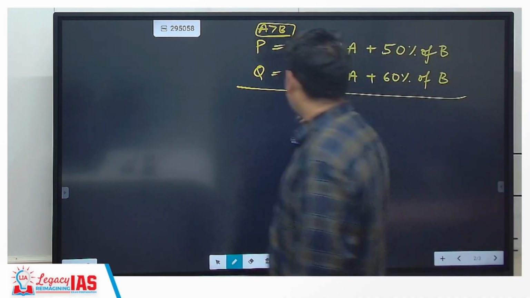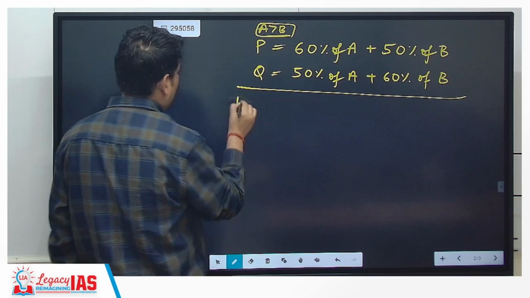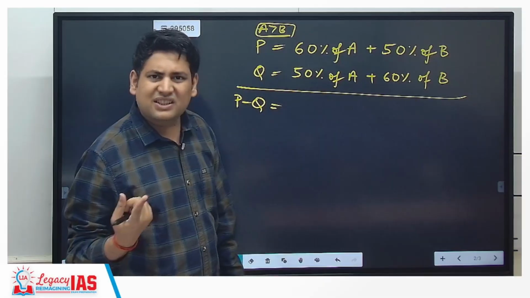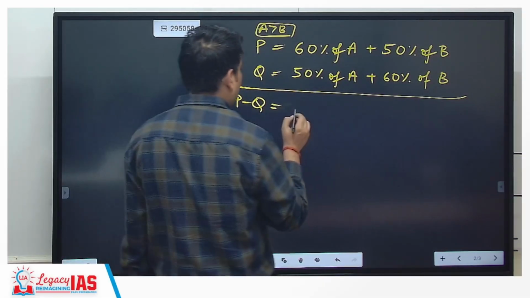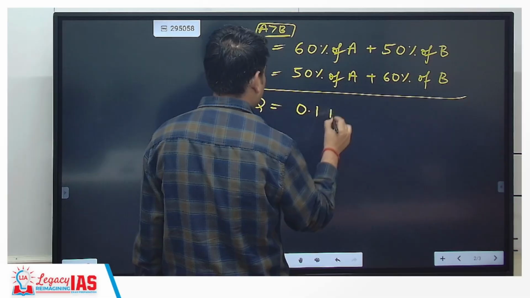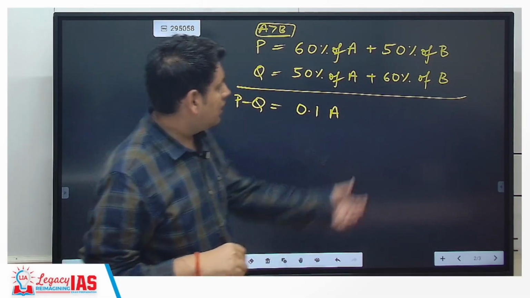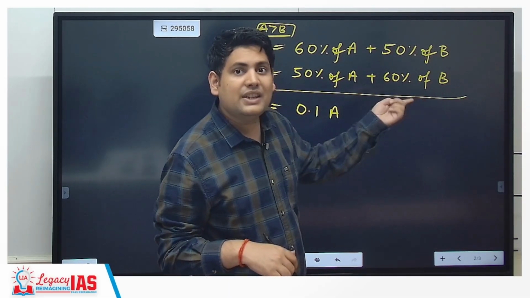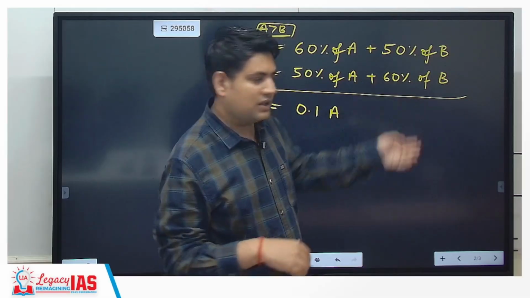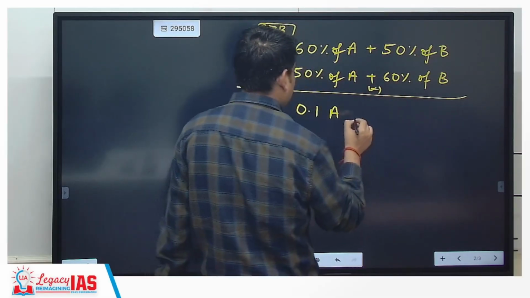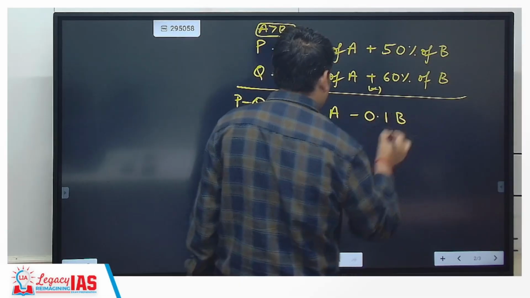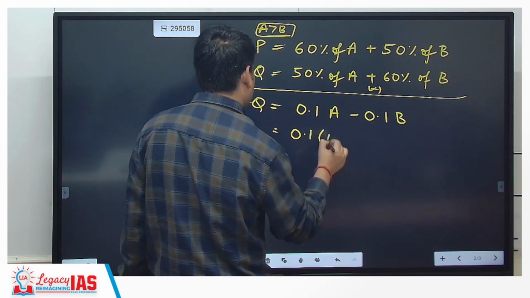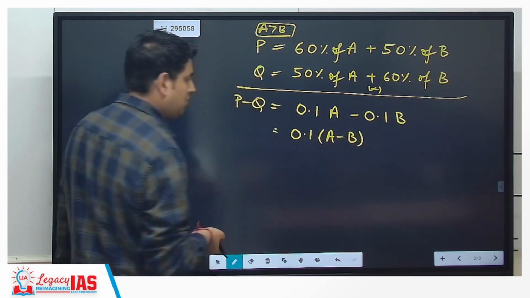See. So P and Q is written like this. Now what do I do? I subtract them. P minus Q will be what? 60% minus 50%, that is 10% of A will remain, or I can write it as 0.1 A. Now look here, 50%, 60%, again I will get 10% of B, but this time in negative sign, correct, because 60% of B is down. Okay, so if I subtract this, I will get minus of 0.1 B. Understood? Now can I take 0.1 common? Yes sir, you can. So this becomes 0.1 (A minus B).